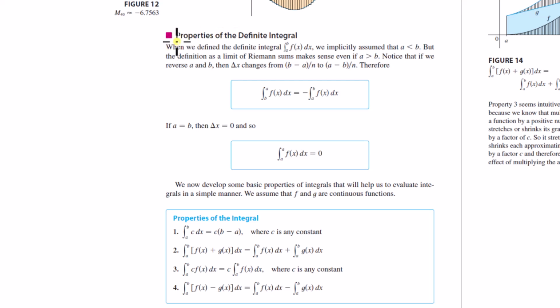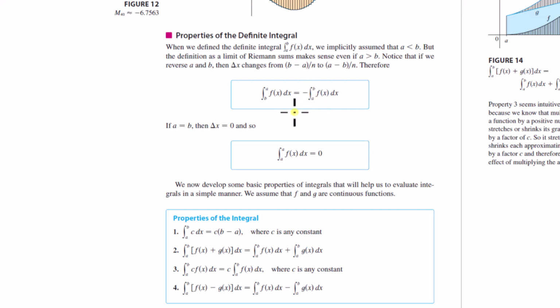Okay, so it says when we define the definite integral like this, we implicitly assume that a is less than b. But the definition as a limit of Riemann sums makes sense even if a is greater than b. Note that if we reverse a and b, then delta x changes from (b minus a) over n to (a minus b) over n. Therefore, if you have the exact same definite integral but you just switch the positions of the limits of integration, then you just put a minus sign out front, right? So the definite integral from b to a of f of x dx is equal to minus the integral from a to b of f of x dx.